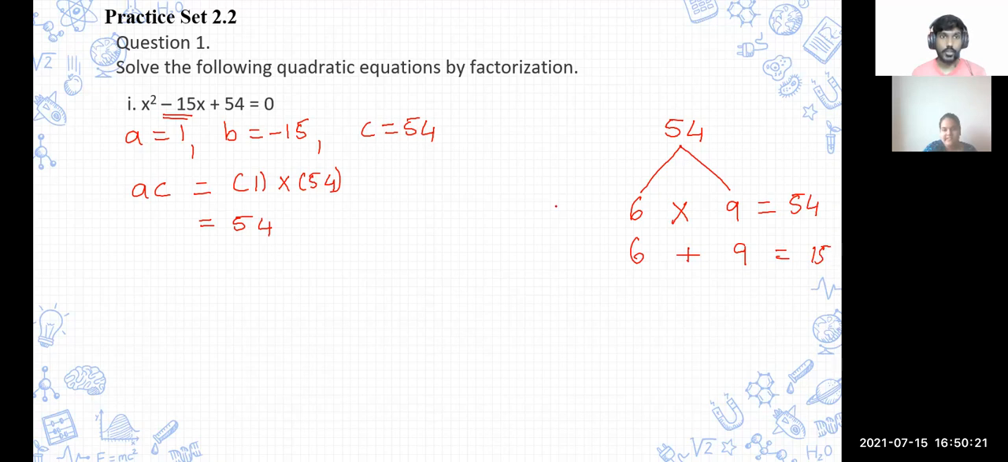But one thing to note: what is the sign of the middle term? Minus 6 plus 9 means minus plus, which means you're going to subtract. That will be 3. I want minus 15.